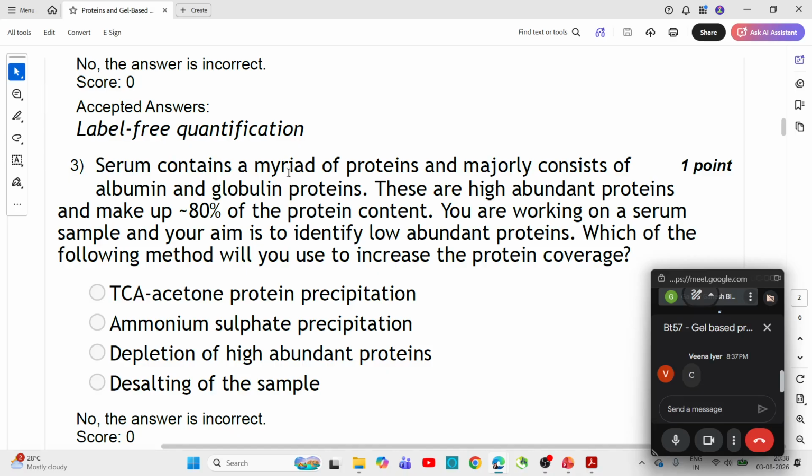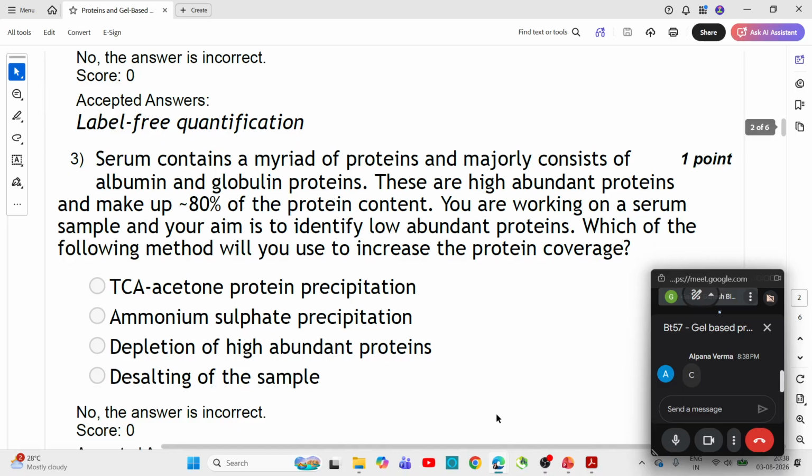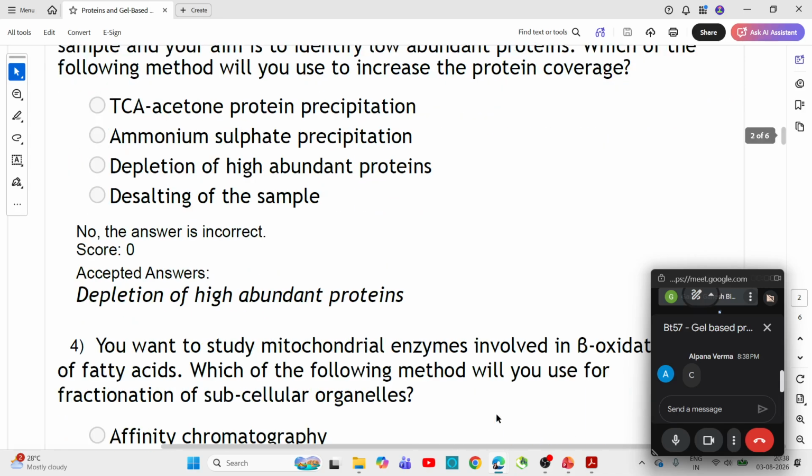Serum contains albumin and globin. These are high abundant proteins that make up 80% of the protein content. You're working on a serum sample. You want to identify low abundant proteins. Which of the following methods will you use to increase protein coverage? Yes, we did discuss this. You need to remove those so that low abundant proteins are detectable. So you'll be doing depletion of high abundant proteins.